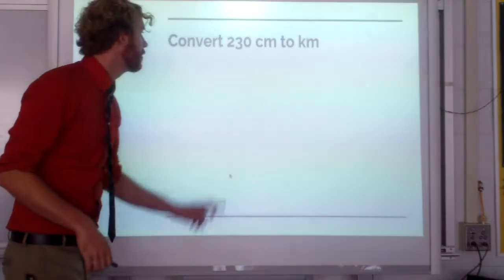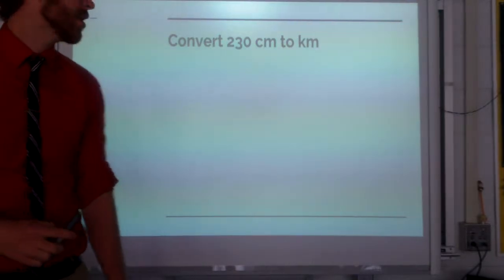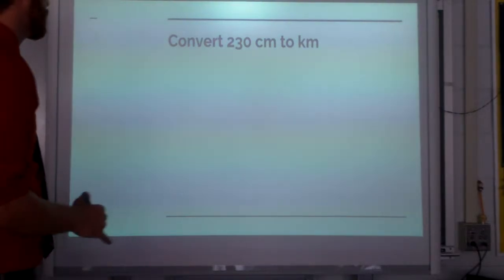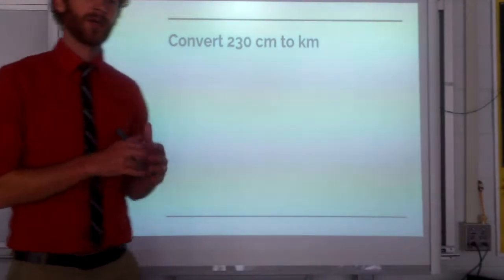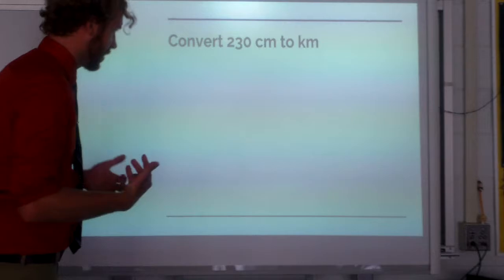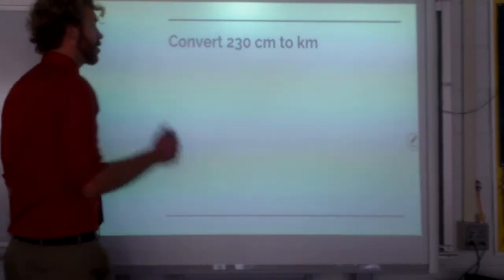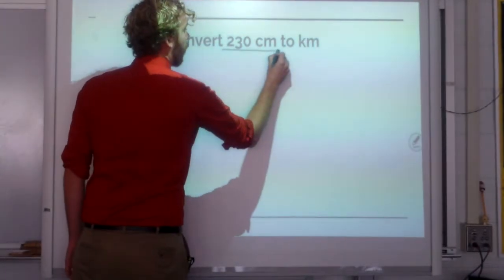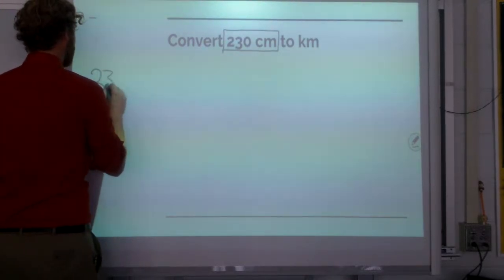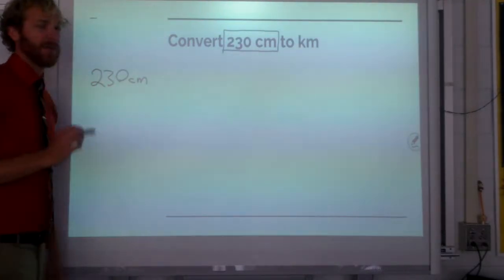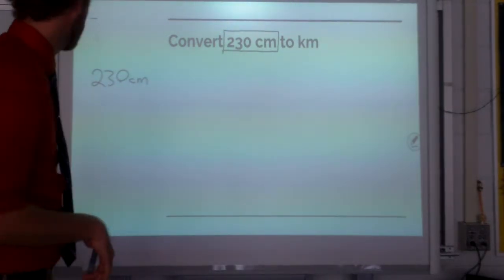Quick examples. So first one, convert 230 centimeters to kilometers. Now there's multiple ways to do this. I'm going to do the no think, and I'm going to do a little bit longer version of the no think so that you can see how it can be applied over multiple steps. The first thing we do with no think is we write what we're given, our starting 230 centimeters. Units are very, very important with no think. If you don't write your units, no think doesn't work.